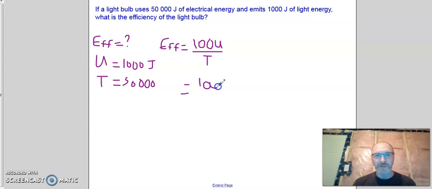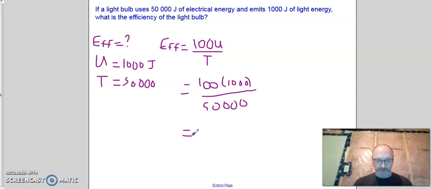So 100 times the useful, which is 1,000, and divide that by 50,000. We plug that into our calculator, 100 times 1,000, and divide that by 50,000. That gives us an answer of 2. So our efficiency is 2%. And that's pretty standard for an incandescent bulb, pretty low efficiency. Let's jump to the next question.